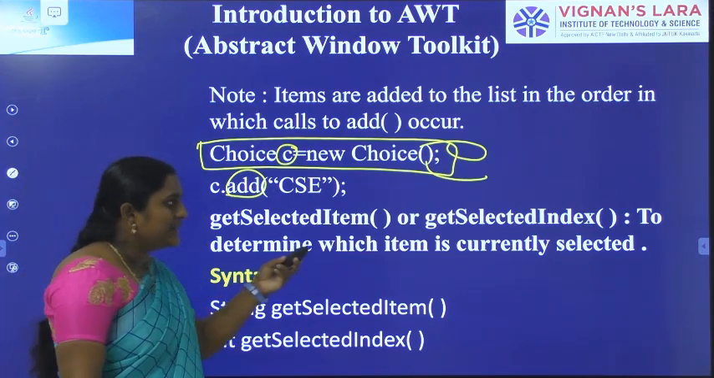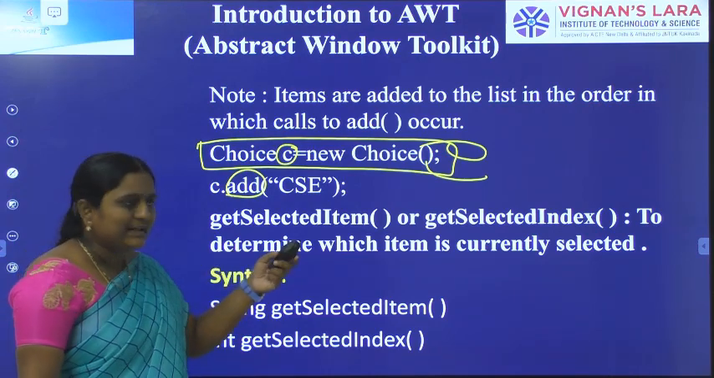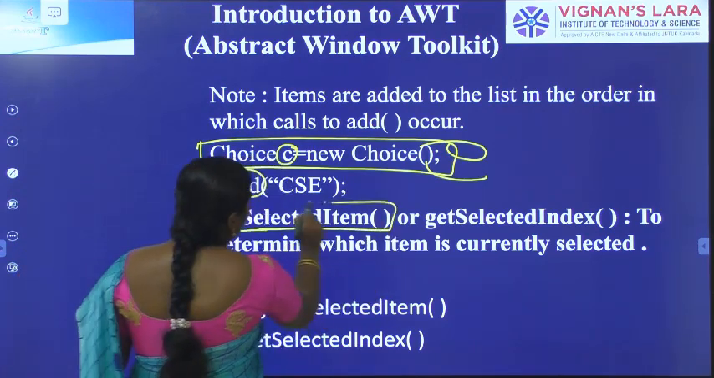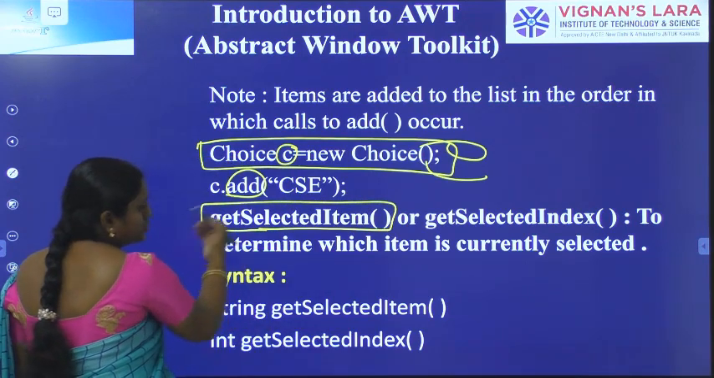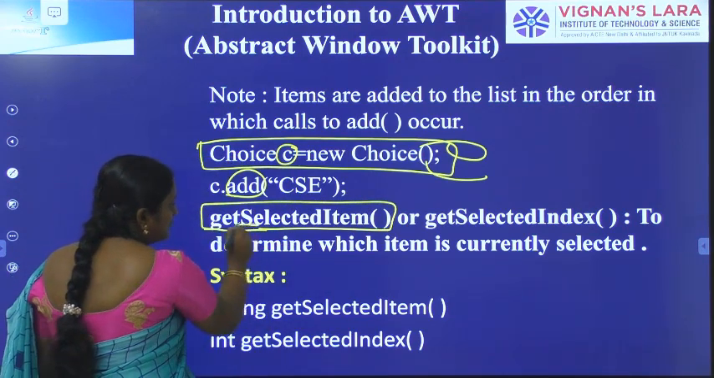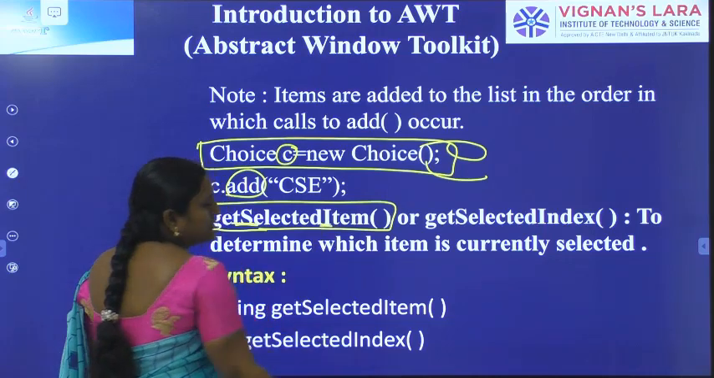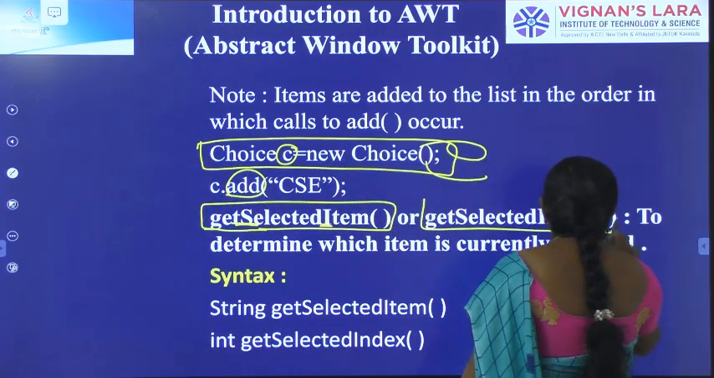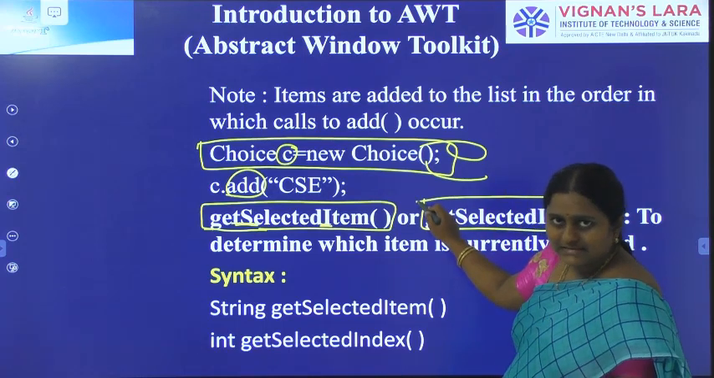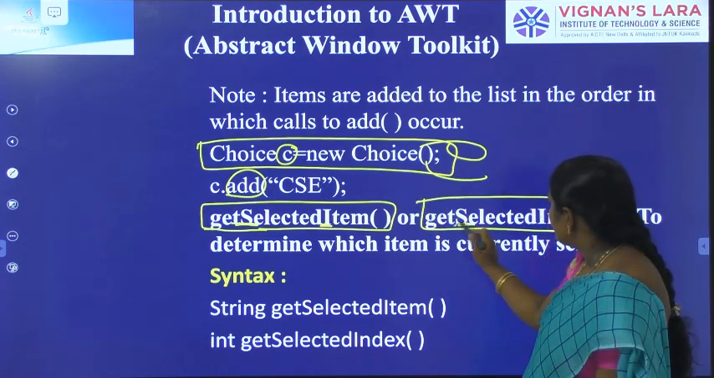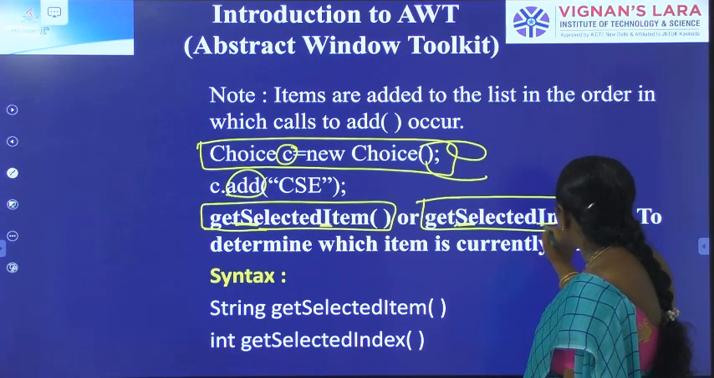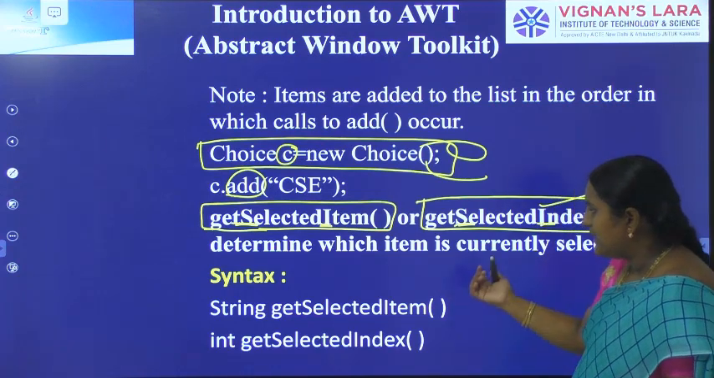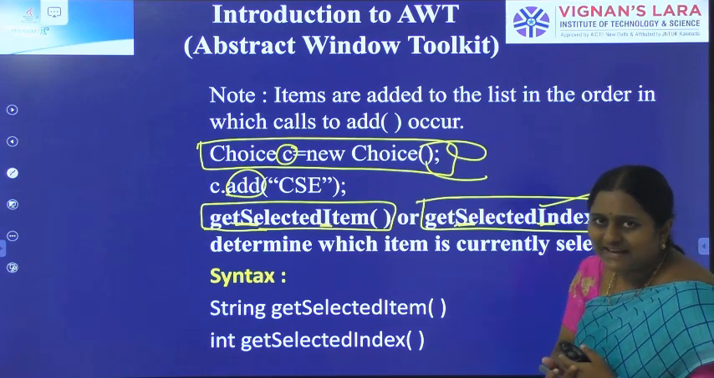Here, getSelectedItem and getSelectedIndex. Already you know that according to the naming rules, if any method contains two or three words, the second word's first letter and the third word's first letter should be uppercase. Get selected item and get selected index, these two methods are defined in the Choice class. So here S should be uppercase and I should be uppercase. These methods help us to determine which item is currently selected.